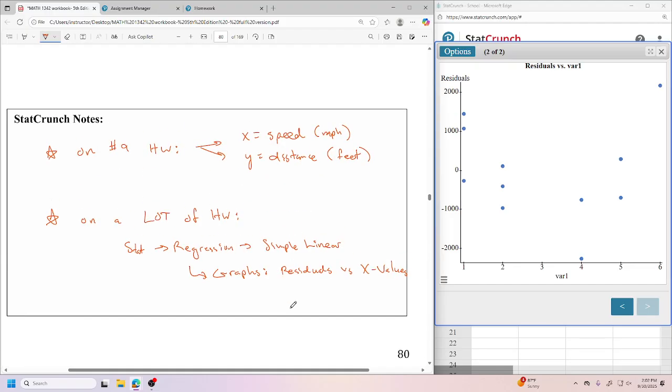What I want to do now is go to the homework and show you it's not that scary. It's actually very straightforward. As long as you follow this graphs residual thing, it's no problem at all. Cool? Any questions?